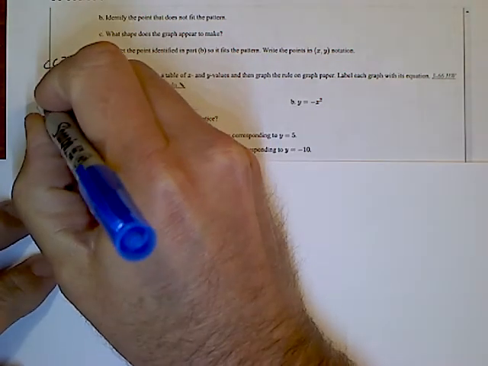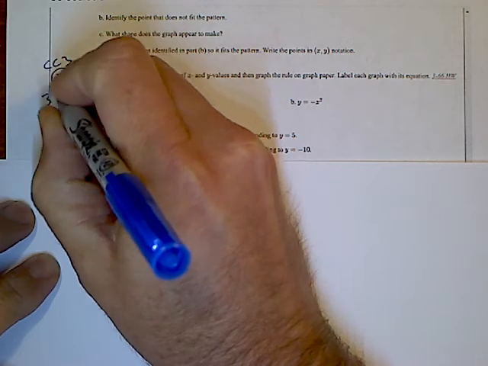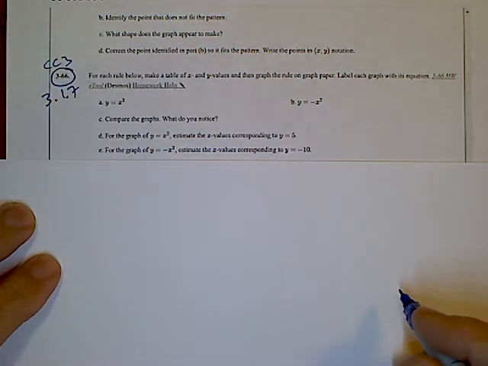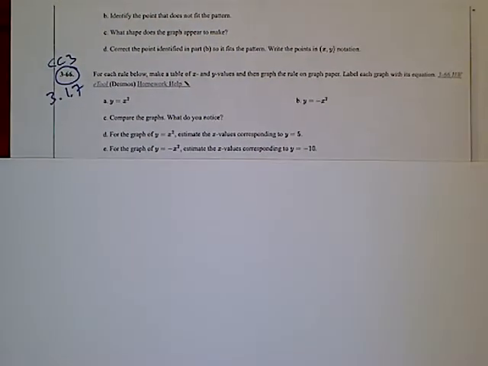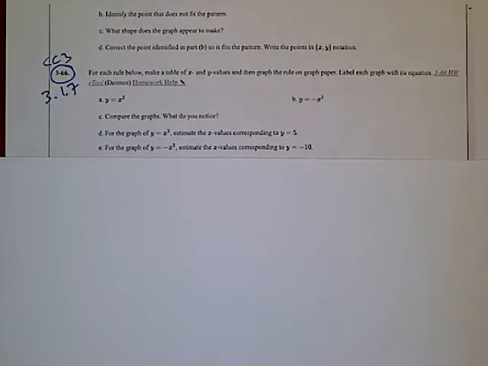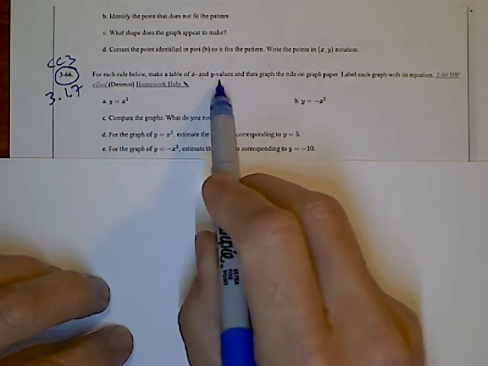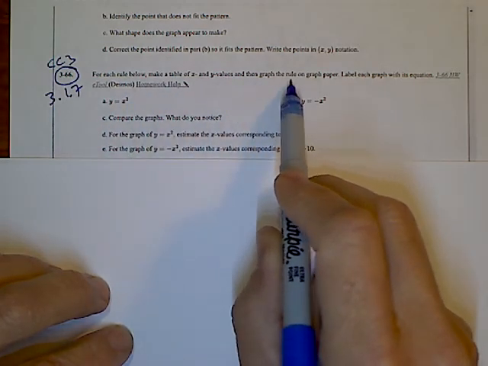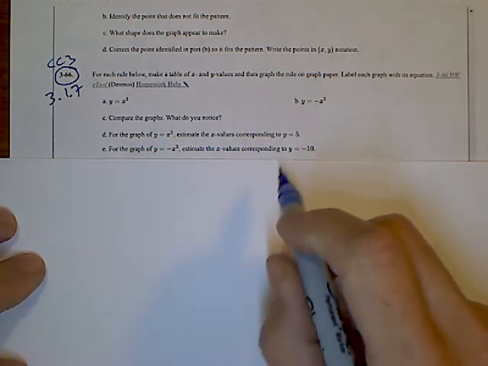All right, so we are looking at CC3, section 3.1.7, number 66, 366. Okay, so we have a situation where we got a couple rules here that we need to make a table, an X and Y value table, and then graph the rule on graph paper. And then there are going to be some questions about those two situations.